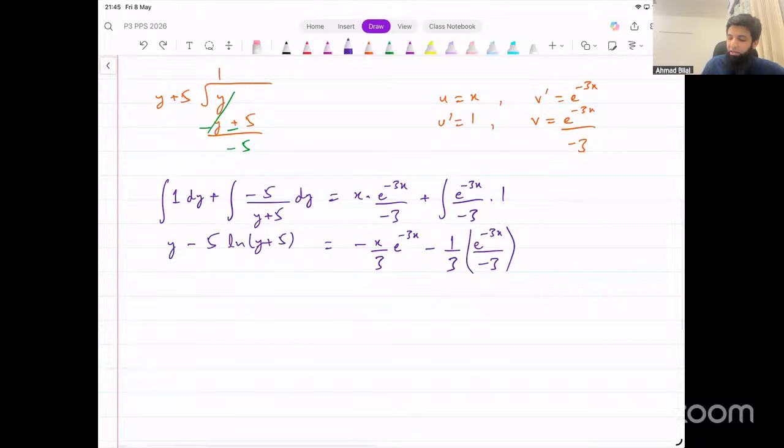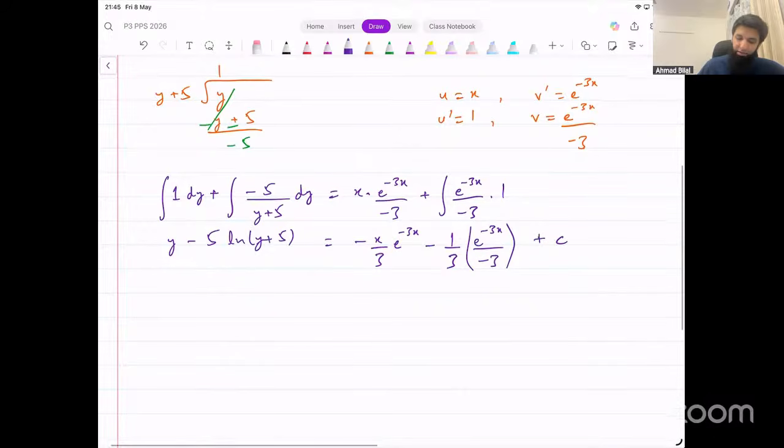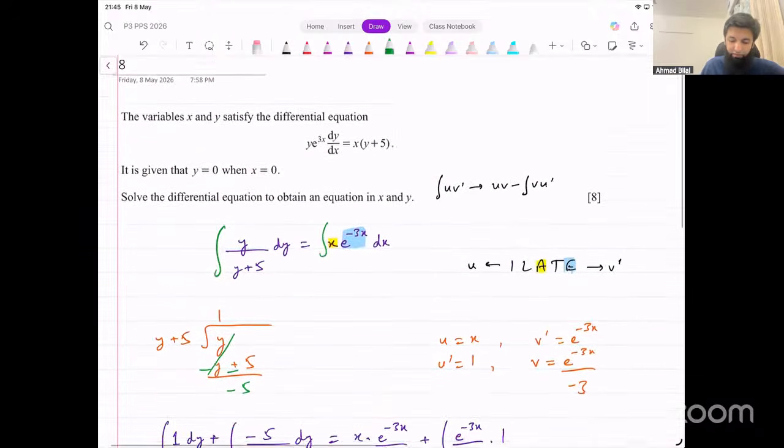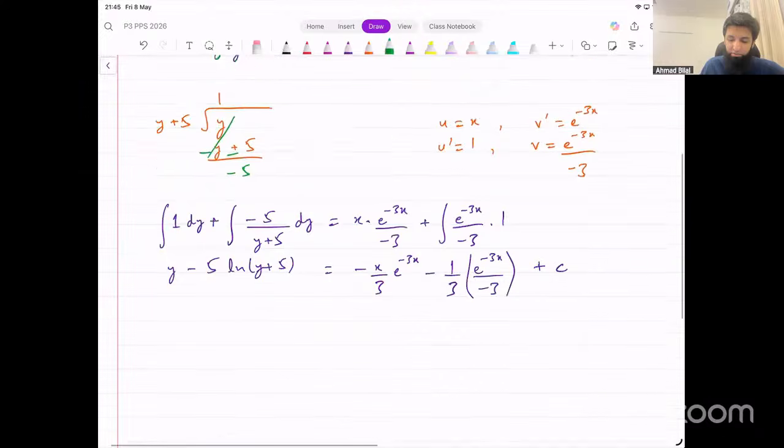At this point, you have a plus c at the same point. Once you're done with the complete integration, right in that step, you should add a plus c. Now let's simplify this further, and then we can input the values of x and y that we know. x is equal to 0, y is equal to 0.